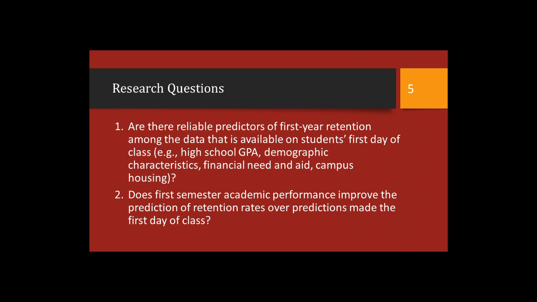There actually is quite a bit of data that's known about the students, and this first question gets at whether a good predictive model can be developed based on those factors. The second question looks at whether the first semester academic performance, such as the GPA in the fall term, can improve the prediction of retention rates over the prediction that was made in Model 1.